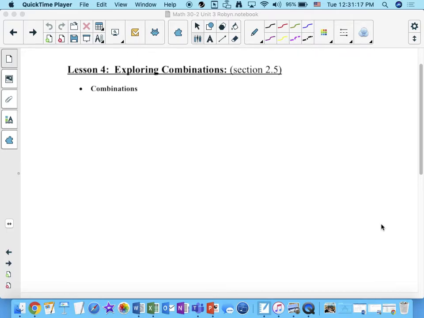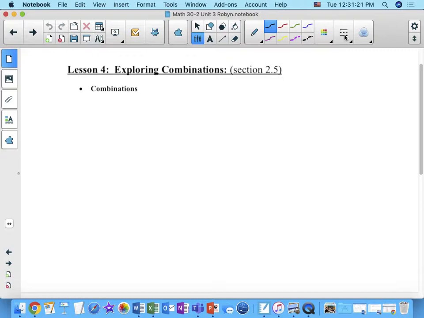Start talking combinations today. And we talked about combinations at the very beginning of this unit briefly when I talked a little bit about fruit salad versus the fruit platter. Do you guys remember that? Yeah. And the fruit salad was the example of the combination. Fruit platter was the example of the permutation.